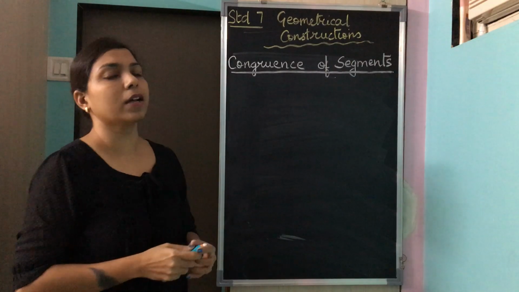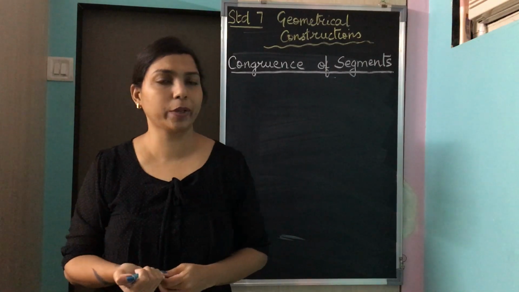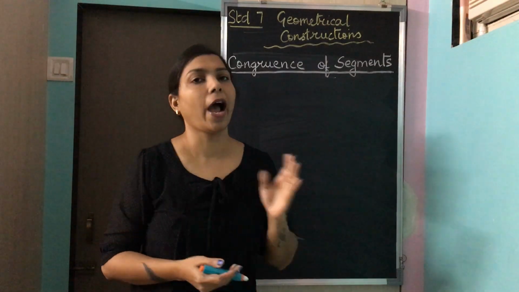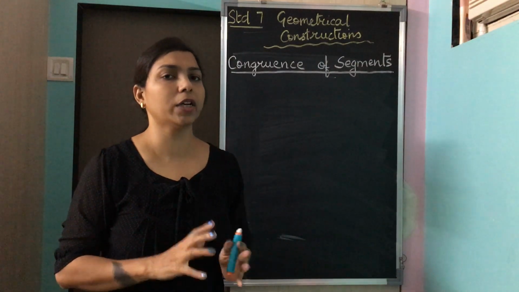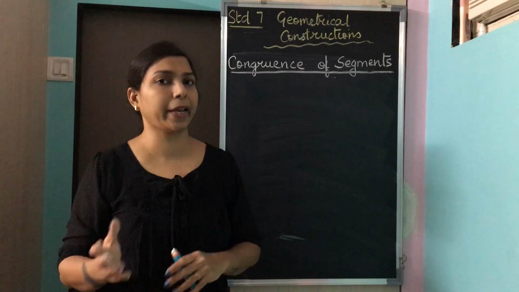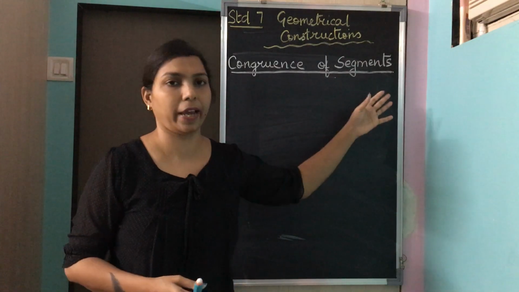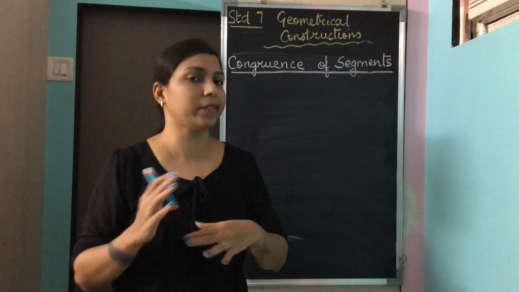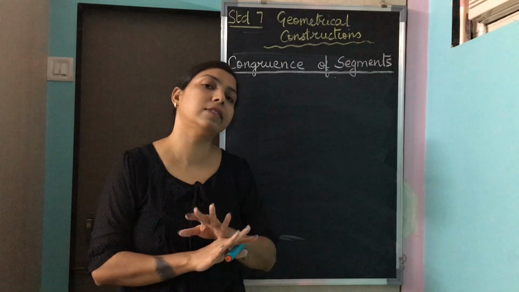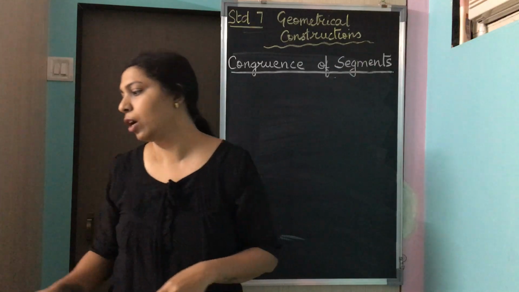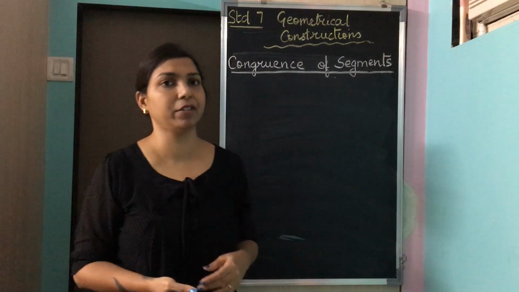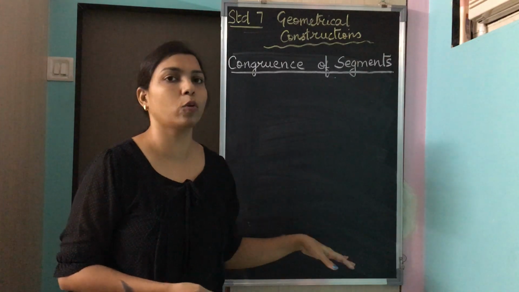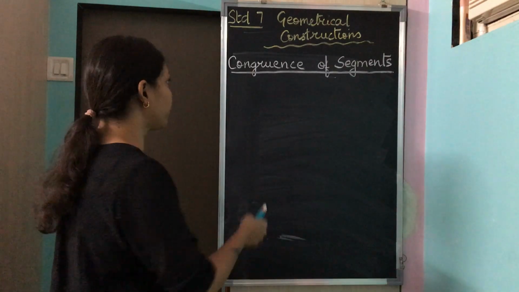The first thing that we will be learning under congruency is congruence of segments. As I already explained to you, the word congruence means equal in measure. So if I have to say congruency of segments, it means we are talking about segments which are having the same measurement. Okay? So I will give you the definition for congruence of segments first, and then we will go into the exercise part of it.